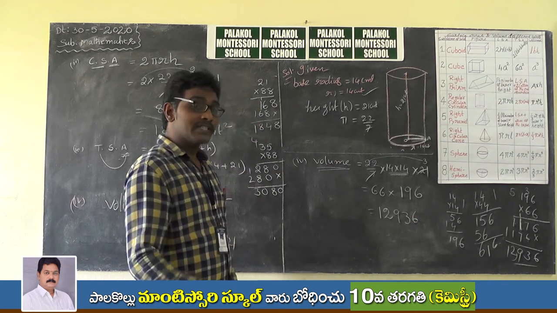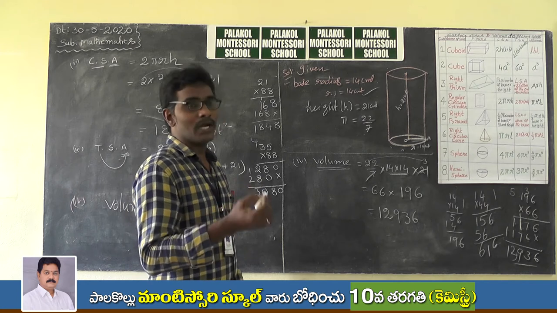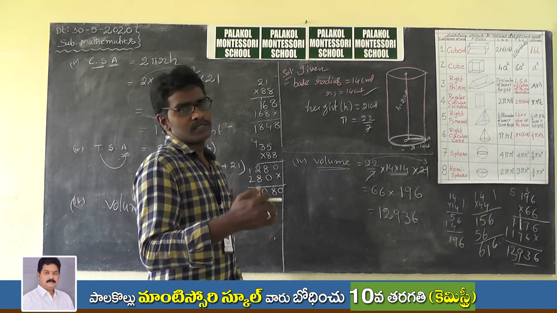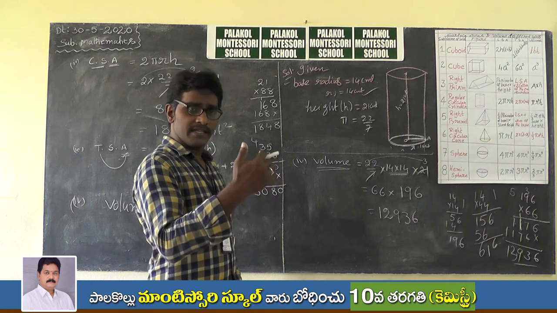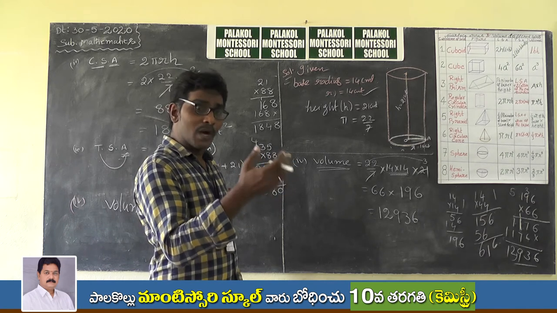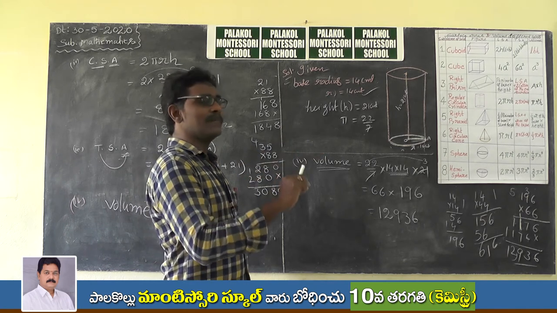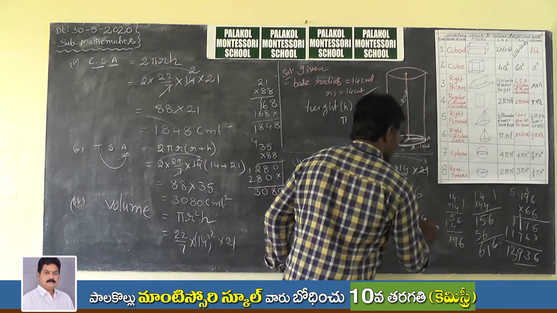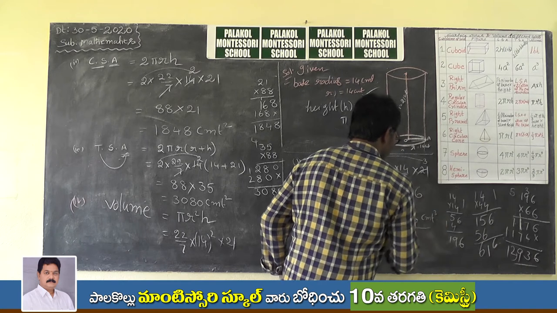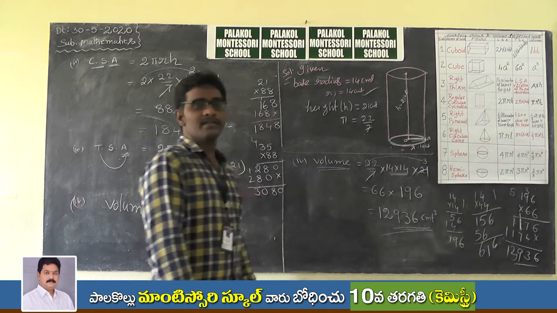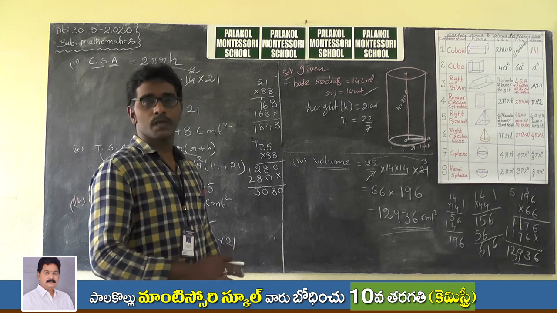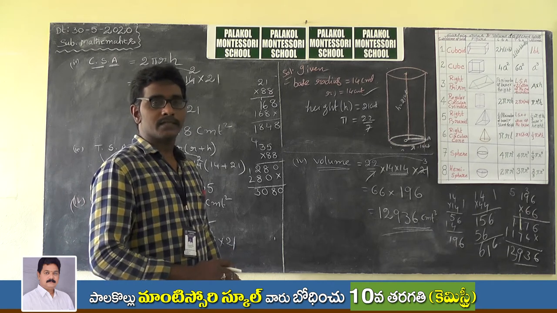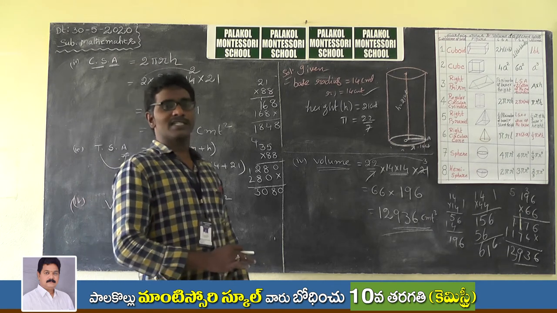What is this? Volume. The general formula for volume is area into height. Suppose the area unit is square centimeter, into height in centimeter, so centimeter square into centimeter gives centimeter cube. So the unit is centimeter cube. Okay guys, the sum is over. Do you understand? Is it clear?